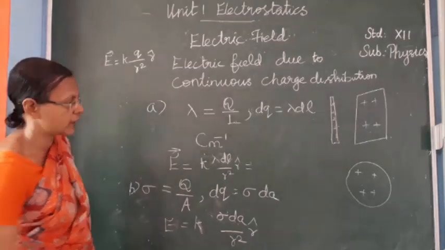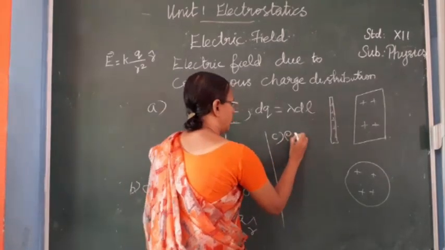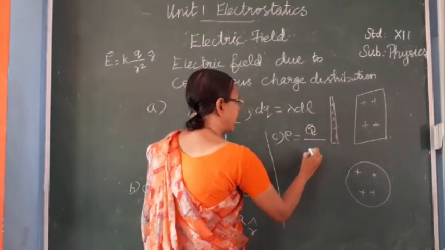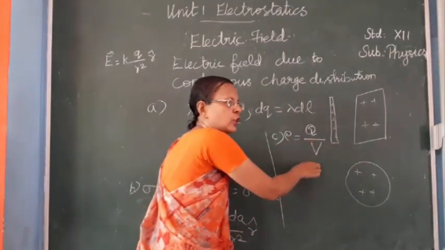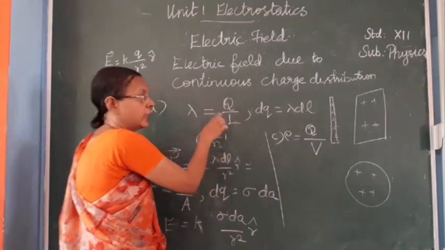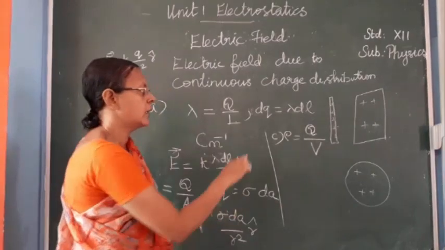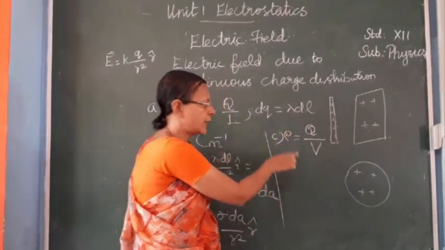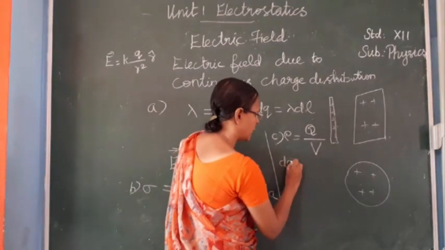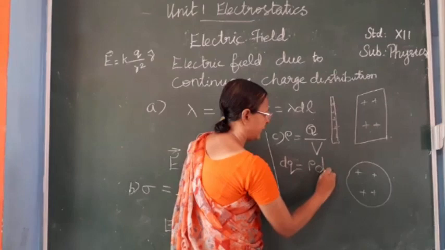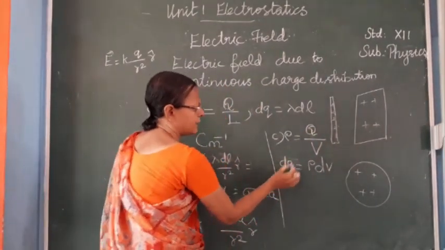Like that, the next case is volume. In the volume, what do you write? This is rho. Rho is equal to Q divided by volume, charge per unit volume. So linear charge density is charge per unit length, surface charge density is charge per unit area, then volume charge density is charge per unit volume. Similarly dq is equal to rho into dv.